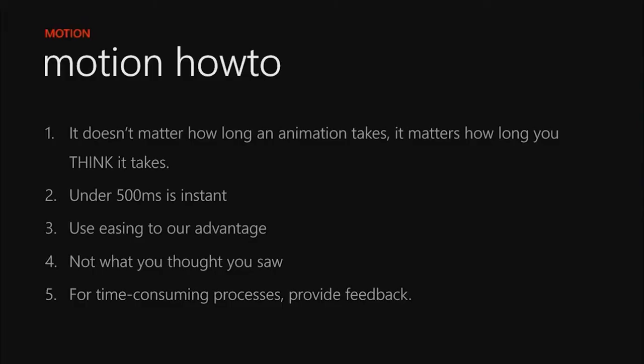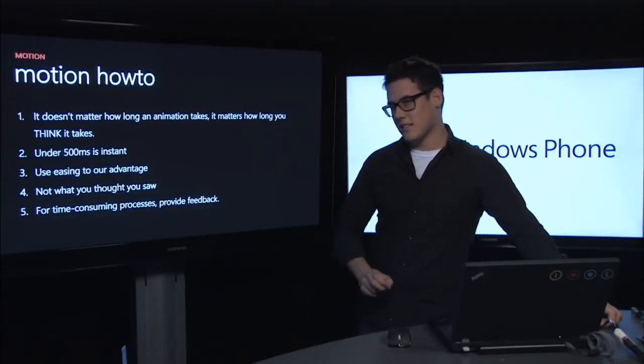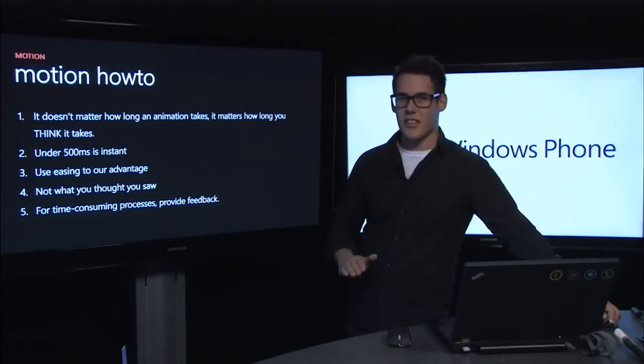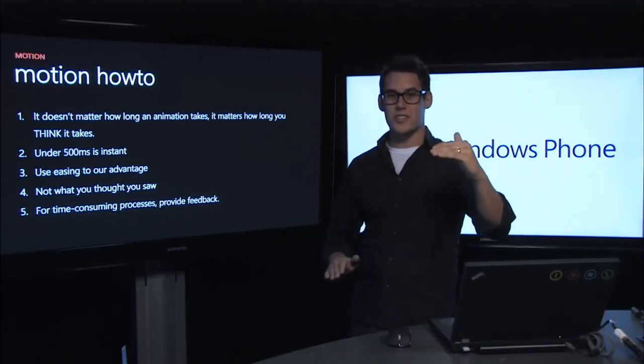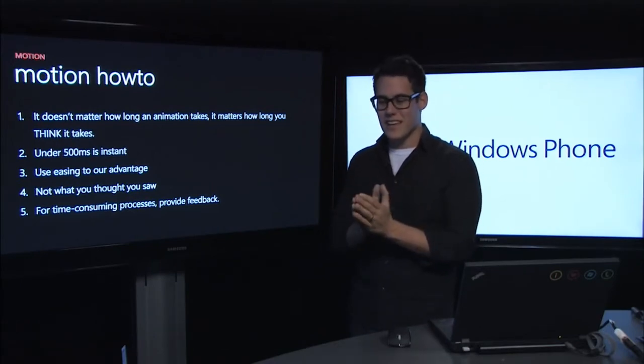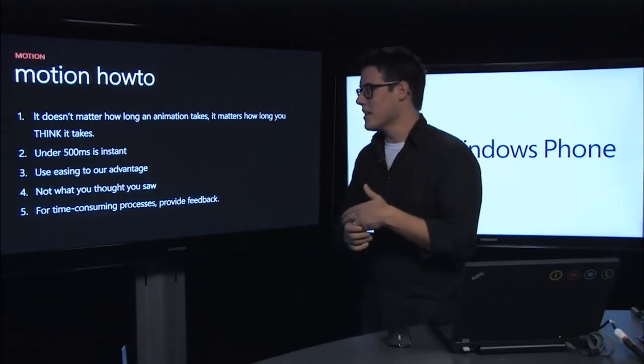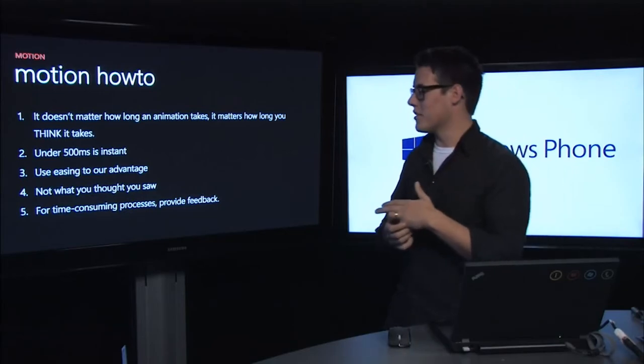So here is a couple of motion how-tos. It doesn't matter how long an animation takes, it matters how long you think it takes. So the user needs to feel like these are quick, snappy animations. If they're seeing them over and over and over again, they'll get frustrating. Under 500 milliseconds for the human user, it feels instant. So never have an animation that's longer than that. The difference between a really senior motion designer is snappy animations and a really junior motion designer who thinks their work is amazing is these long, slow animations where things kind of fly out and flutter and land on the page. That is too much for the user and it will become frustrating over time.